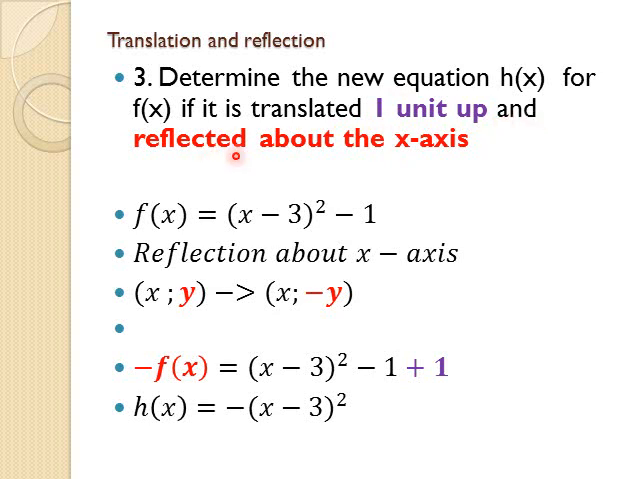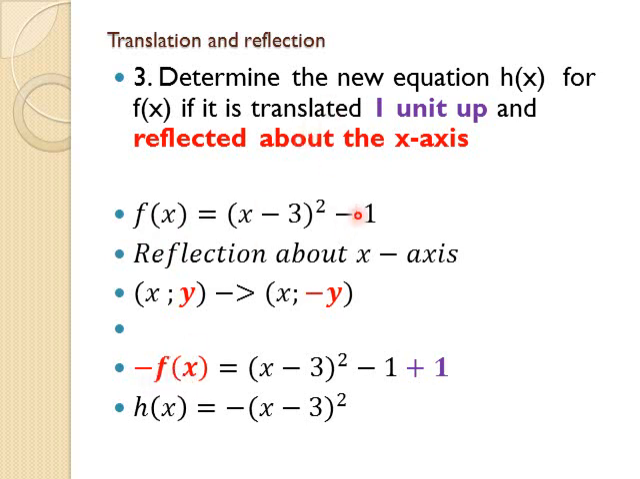Reflection about the x-axis, so if I reflect about the x-axis, I can only change the y value because I'm using the x value. So I have the equation from the previous problem, f of x equal x minus 3 squared minus 1. If I reflect about the x-axis, you need to know (x, y) tends to (x, negative y). So whatever y is, x stays the same, y changes sign. So there, my y value is f of x. It will become negative f of x.